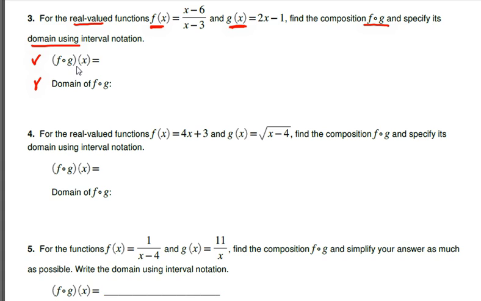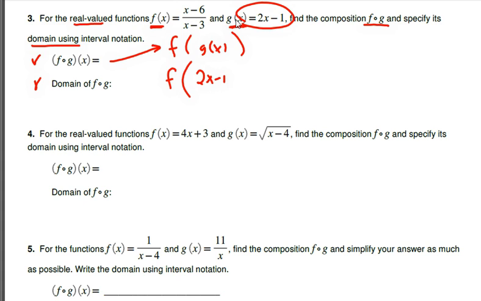So f composed of g of x, I'll just write that up here using a more friendly composition notation, f on the outside and g on the inside. So g of x is 2x minus 1. That means that every time I see an x up here in f, I'm going to say 2x minus 1. So here we go, 2x minus 1. I'm going to plug those in.